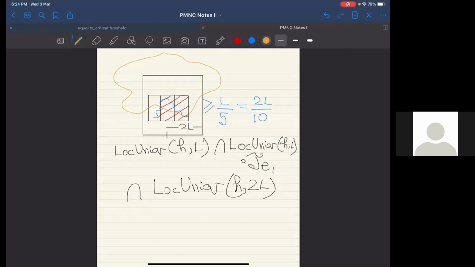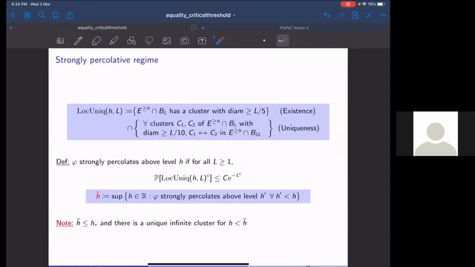Now, what is the usefulness of that? See that if the following is true, that for all L bigger than or equal to 1, I have a stretched exponential decay on the probability that you don't have local uniqueness, then these probabilities are highly summable.